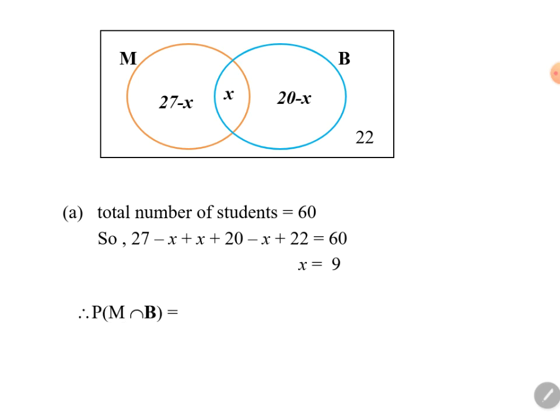Okay, so if x equal to 9, then the probability of M intersect with B, or the probability of the student taking both mathematics and biology, is equal to 9 over the total students, which is 60. So the probability is equal to 3 over 20. So now we have 9 here. Here it will be 27 minus 9, which is equal to 18. And then here 20 minus 9, it will be 11. Okay, next question. What is the next question?